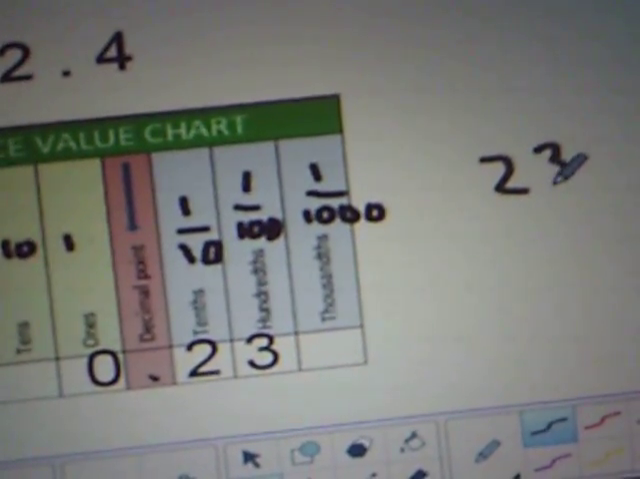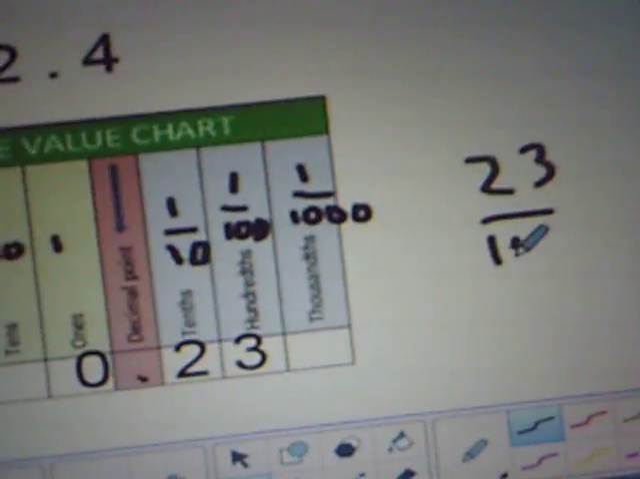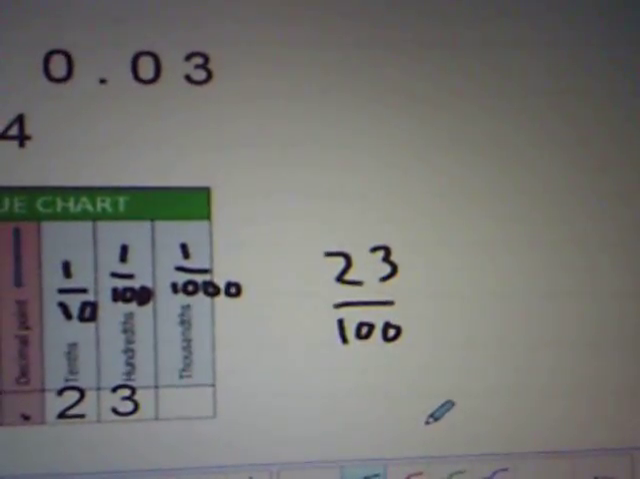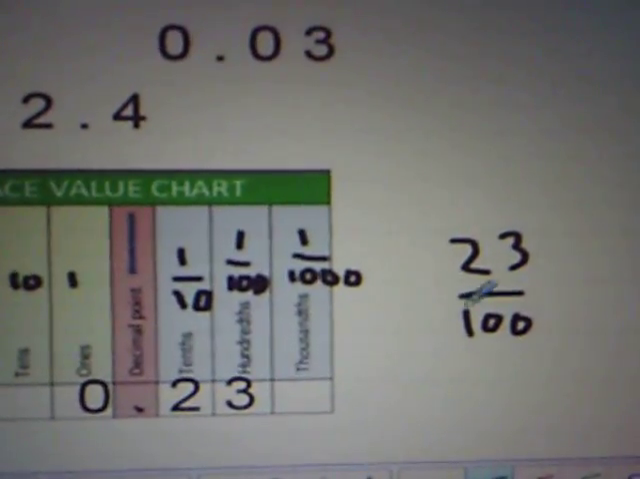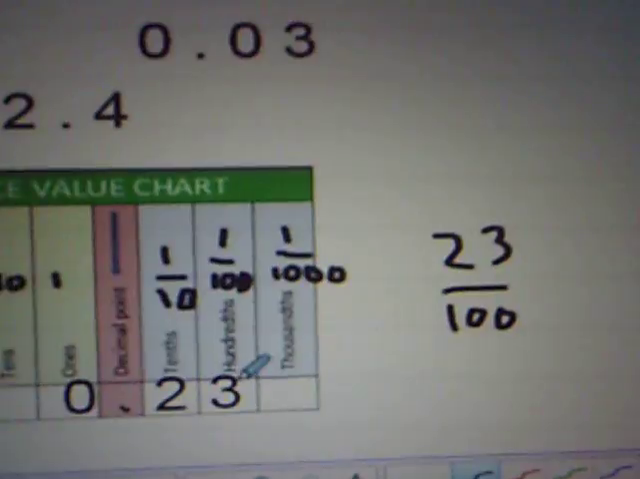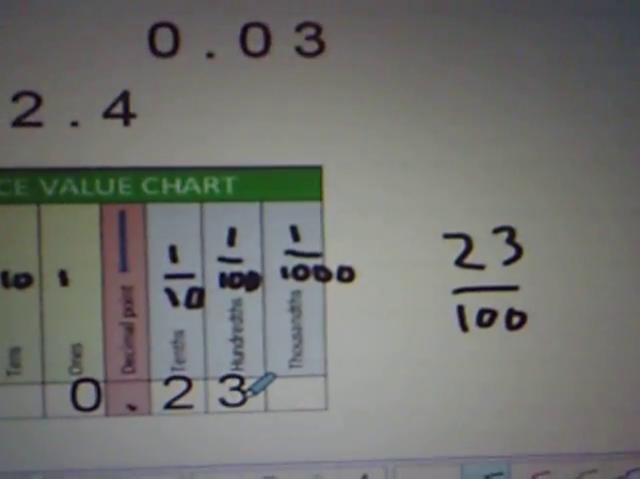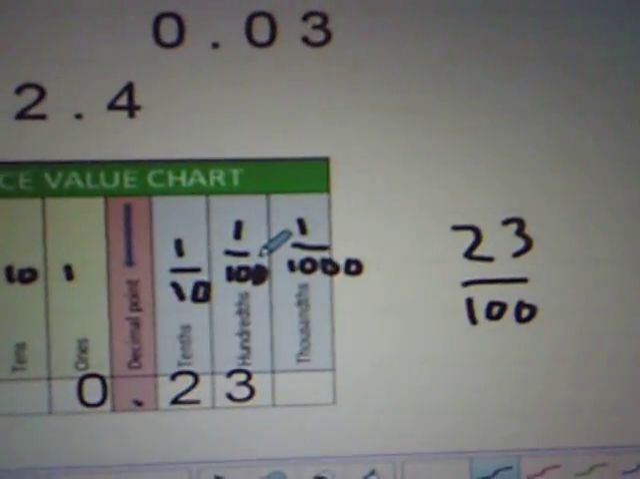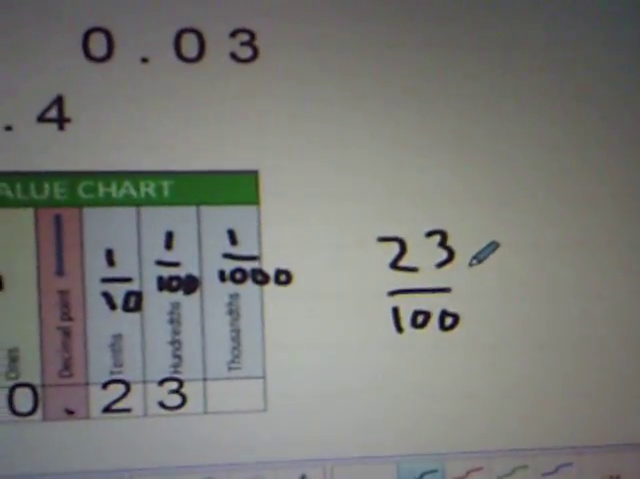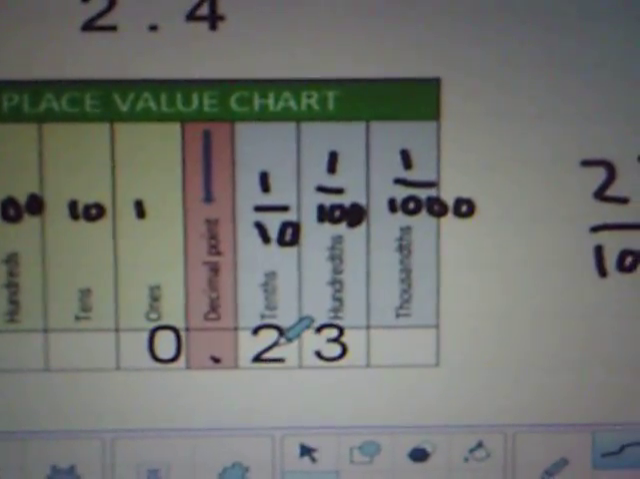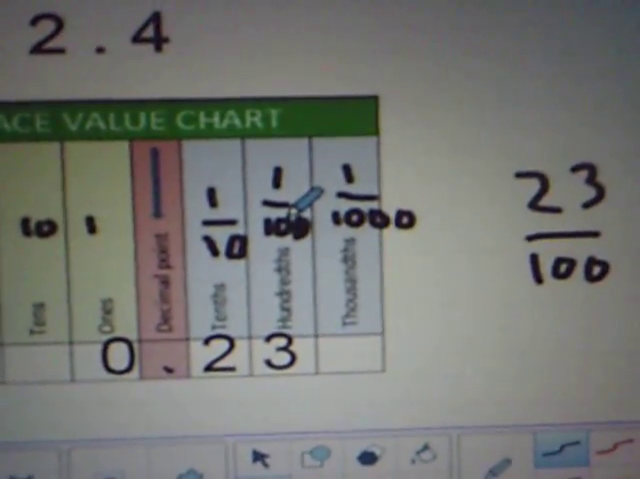23 100ths. 23 is where I get the numerator, and the denominator, hundredths, comes from the fact that this decimal, when I put it properly in the place value chart, ends at the 1/100ths place. So 23 hundredths. But we can also write it as 2/10 and 3/100ths.